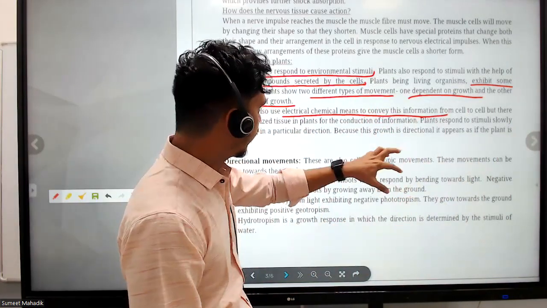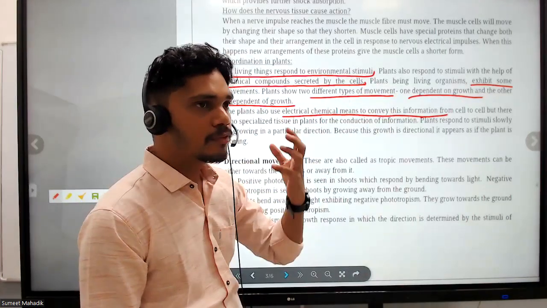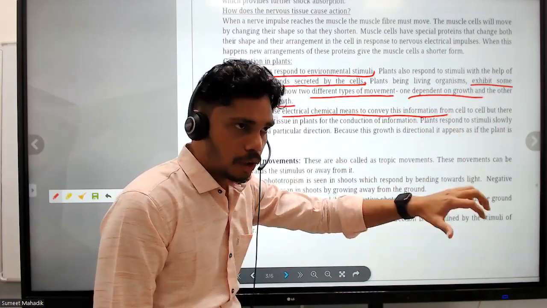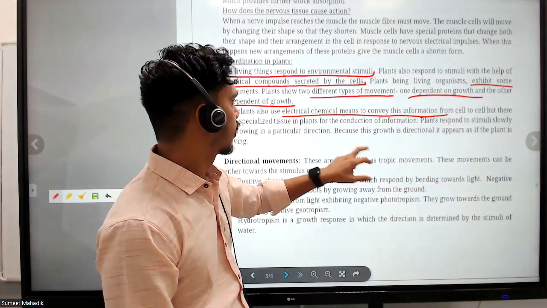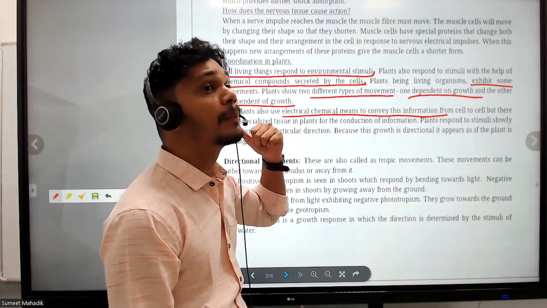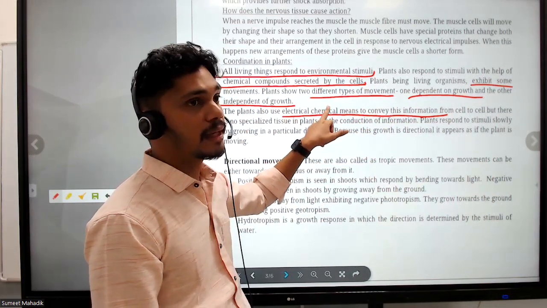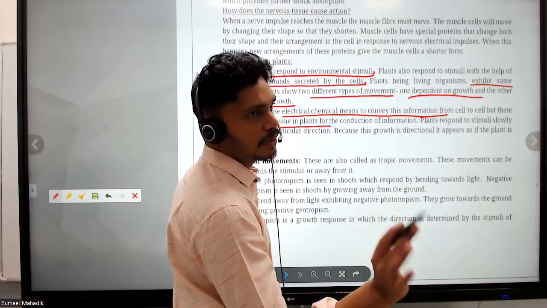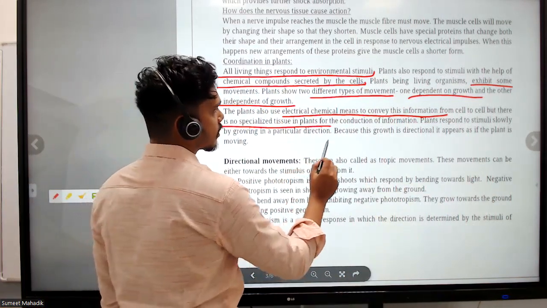WhatsApp is a media. Similarly, plants also exchange information to tell a cell to secrete this or not, when you have to secrete something or not. That is done by the electrical-chemical response. In our body, impulses. In the plant body, electrical-chemical. But there is no specialized tissue such as a nerve. They just perform these things.